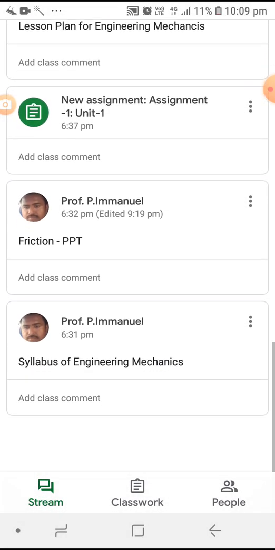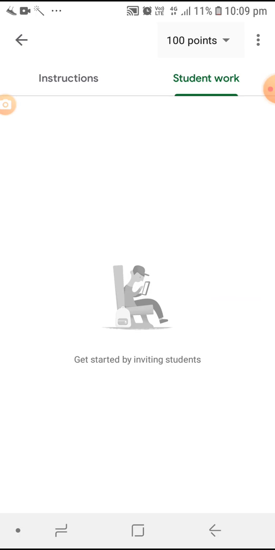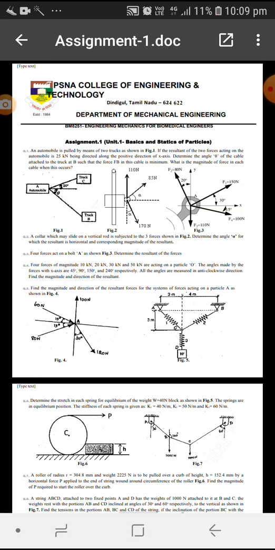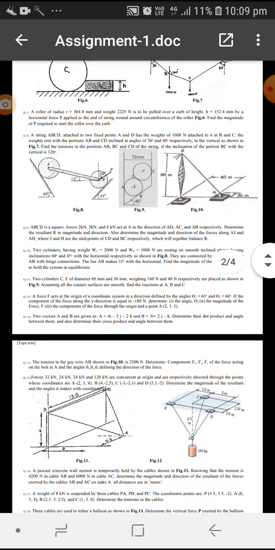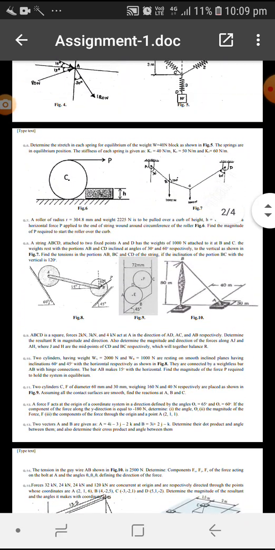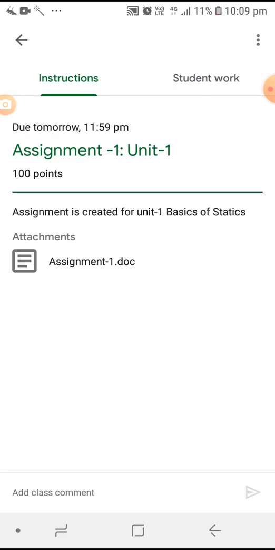Then the next one is the assignment. I have given an assignment for the students for the first unit. So this is the assignment. The problems are here, and I have given the due date also. The due date is tomorrow, that means 31st of August, and before 12 o'clock they have to post the attendance.